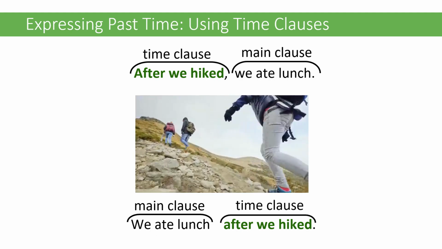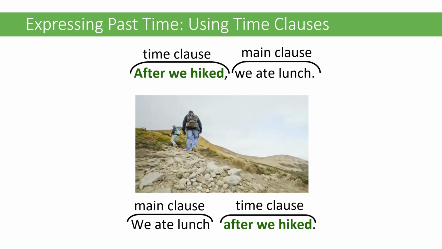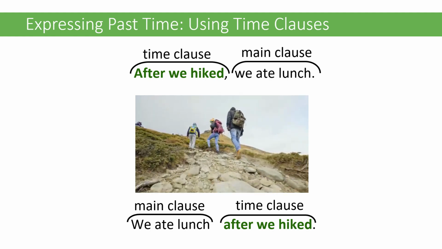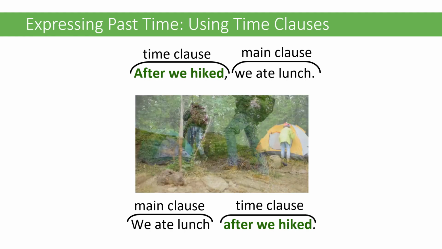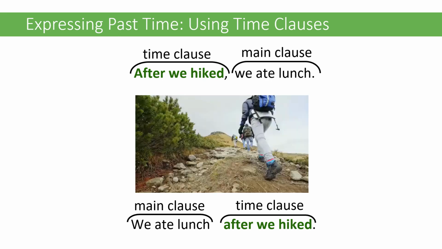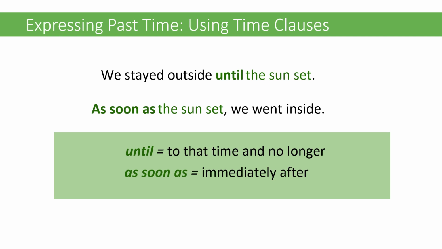So look at the examples. After we hiked, we ate lunch, or we ate lunch after we hiked. Both of these mean the same thing. So we stayed outside until the sun set. As soon as the sun set, we went inside. Until means up to that time and no longer. As soon as means immediately after.